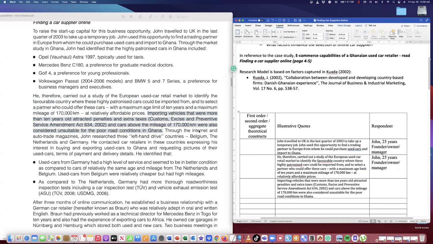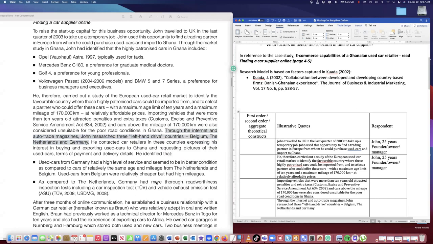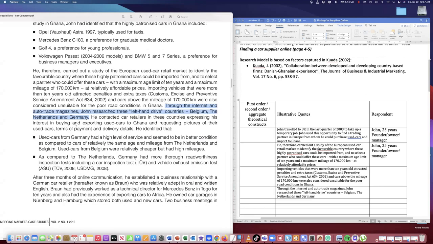Okay. Through the internet, John researched three left-hand drive car countries, Germany and Netherlands. He contacted the car retailers in these countries, expressing interest in buying and exporting cars. So through the internet and the auto trade magazines, he researched. So this one is needed. Okay. Good. You are saying it's needed. I'm just listening to you guys. Because it shows where he contacted the medium. He contacted the car retailers in this country expressing interest in buying their used cars.